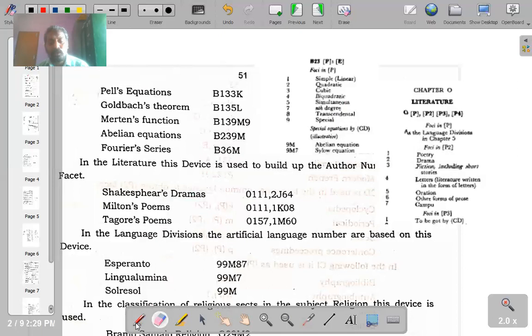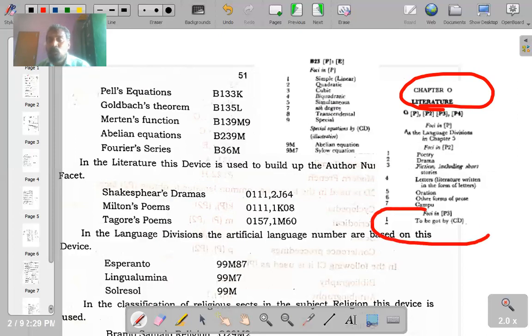You can see here the schedule for literature. You can see here the formula is available. What is P3? P3 is to be got by chronological device. So they are giving a hint. The same way, see here B23 special equations by CD, chronological device.